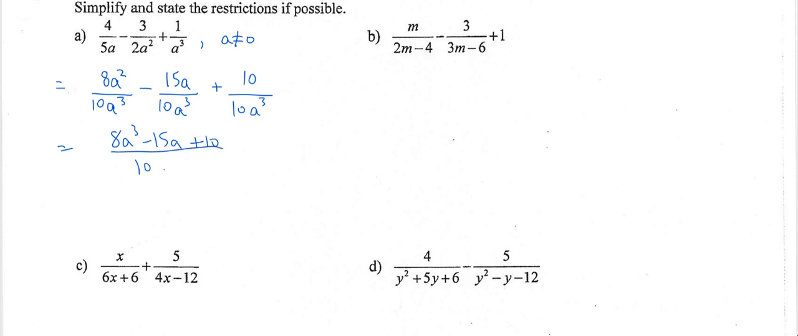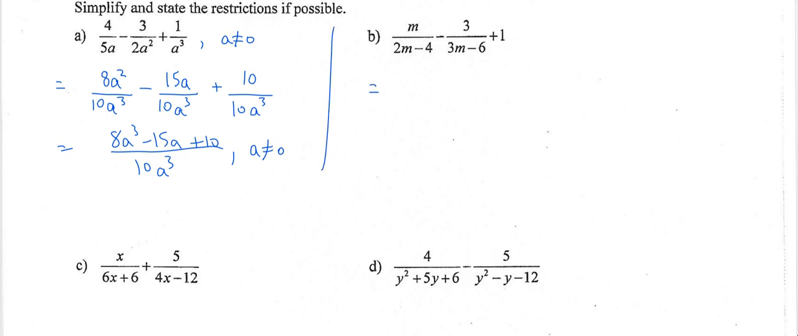over 10a cubed. And notice this cannot be simplified further. I cannot reduce this 10 with this 10. The only way you can reduce is if 10 is a factor of every term here. I would have had to factor out a 10 from everything and then reduce by 10s, but I can't because the 8 and the 15 are not divisible by 10. So that's my final answer. I just have to restate the restriction at the end.